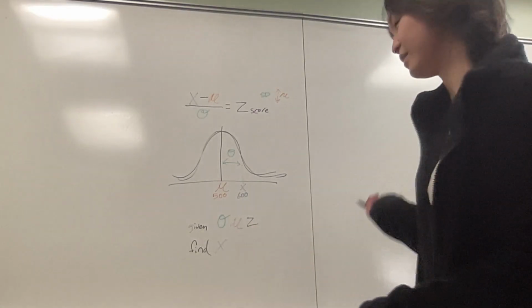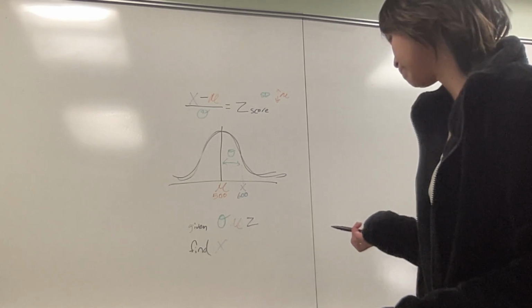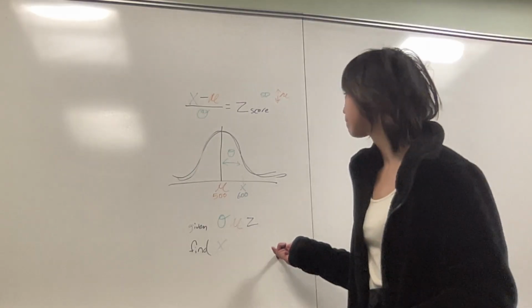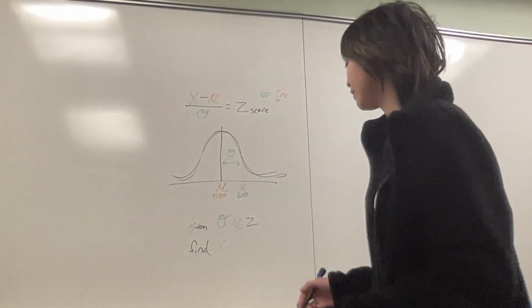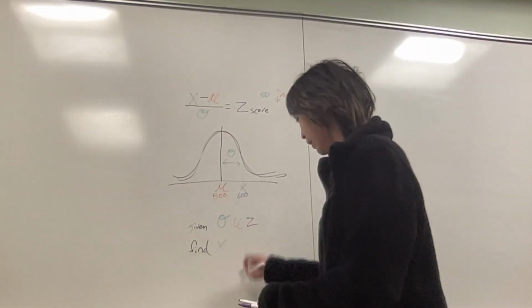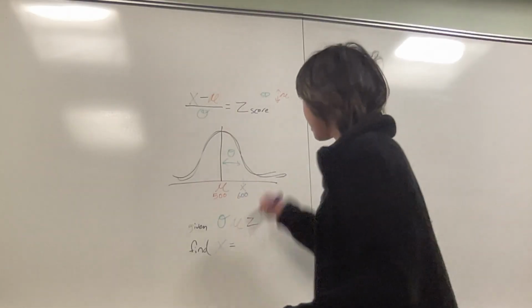It looks different. Oh, times the thing, what is that called? Sigma, and minus the mean, or plus the mean? Plus the mean, yeah. So to find x, you would just flip it around, right? So it's simple math here.